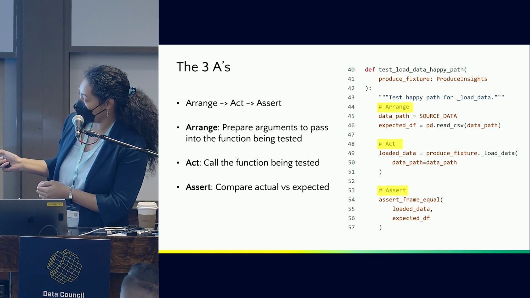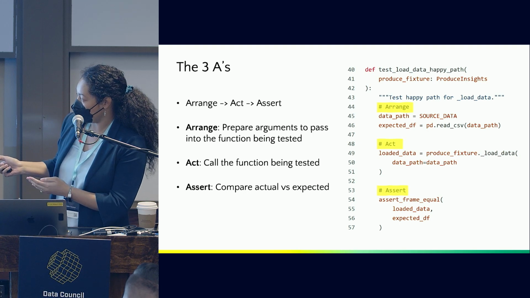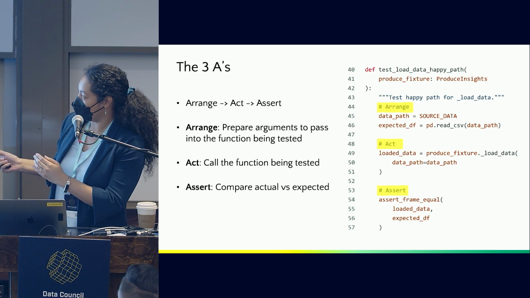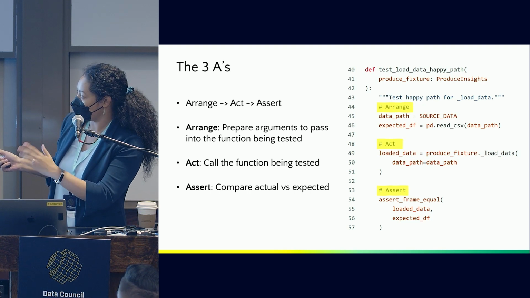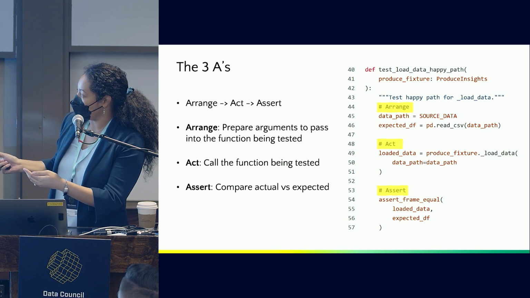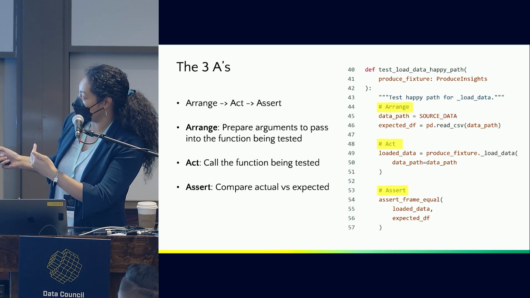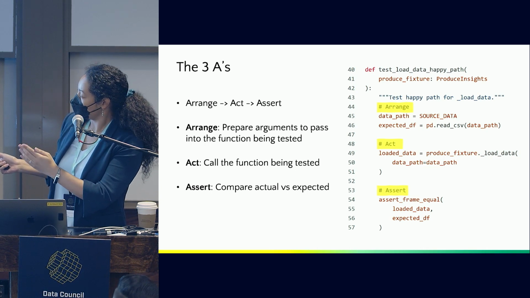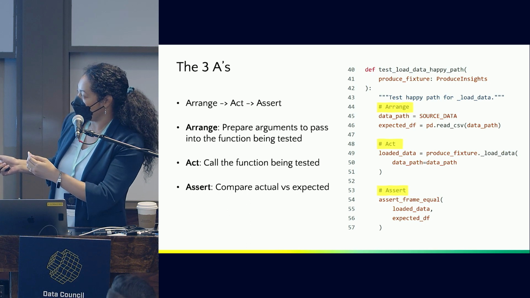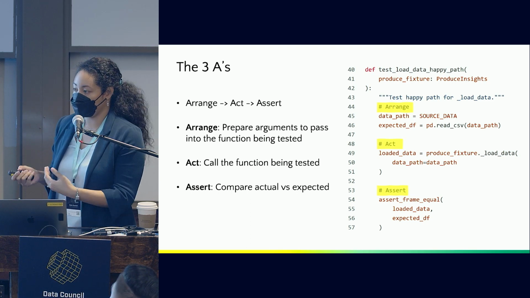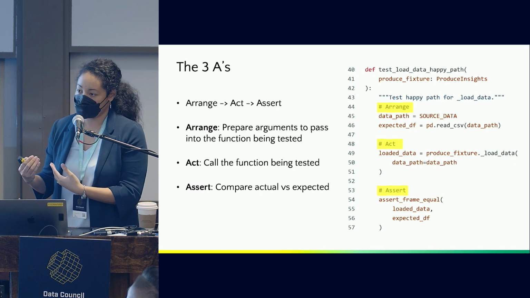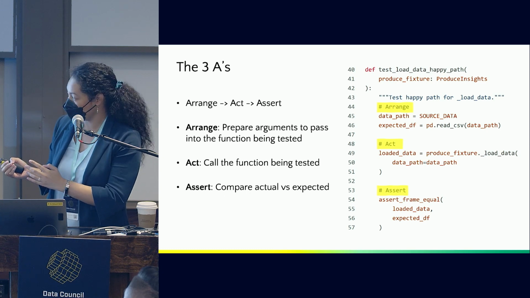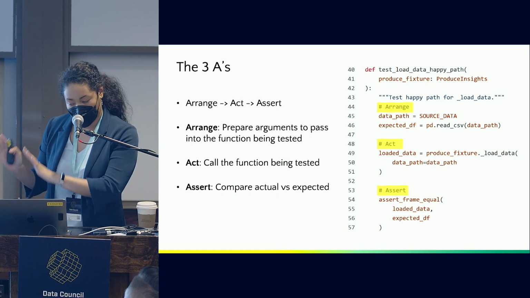So the method load data from our ProduceInsights class takes in some sort of data path. And in the arrange section, we're just setting that data path to some path locally that we have source data in. And the expected output, we're just going to be reading that in as well, and then arranging that here, such that when we get to act, we can load in that data path. And lastly, for assert, this is where the actual functionality of the test happens. This is making sure that the output that we get is as we expect, given the input. So in general, when it comes to tests, we follow this basic structure.